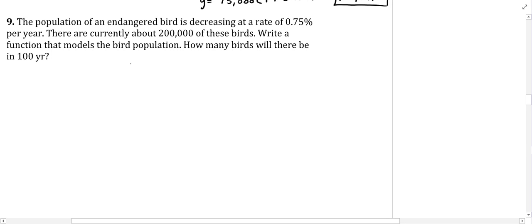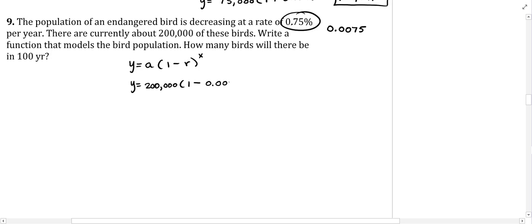All right, this is a decrease, so it's going to be y equals a times (1 minus r). The initial population is 200,000. Now this is the rate, and in decimal form, you have to move it twice to the left, so we're going to get 2 zeros. 1, 2. So that's the function that models the bird population. How many birds will there be in 100 years? That means we have to plug in 100 for x.